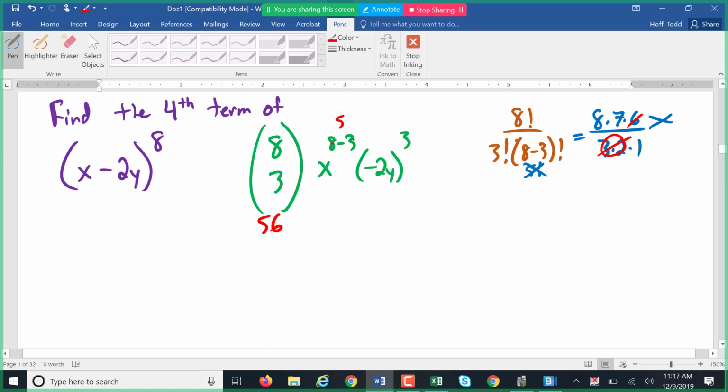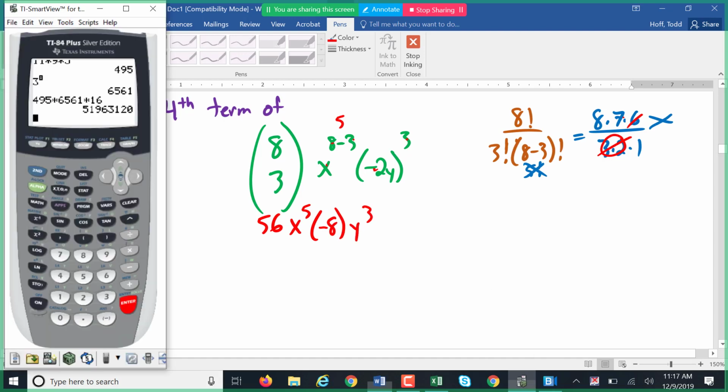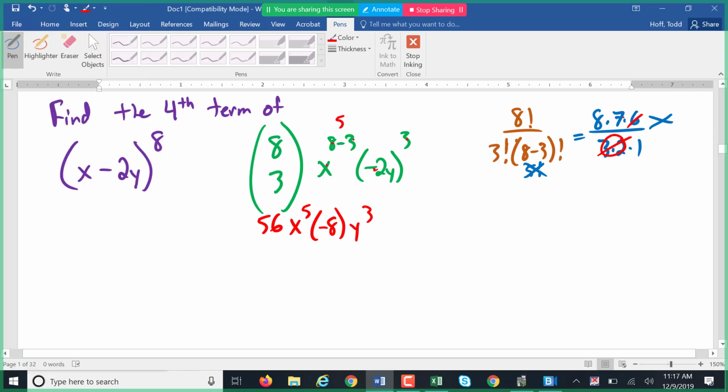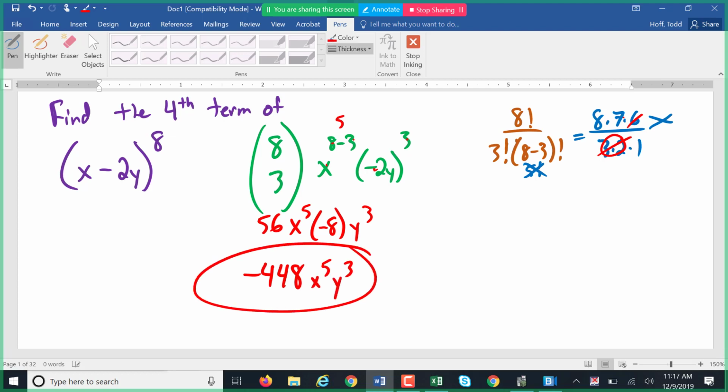8 minus 3 is 5, so that's going to be just x to the 5th. Then negative 2y to the 3rd. Well, negative 2 to the 3rd is negative 8, and then y to the 3rd. So we've got 56 times negative 8, which should be negative 448. It is. x to the 5th, y to the 3rd. There is our 4th term of that expansion.